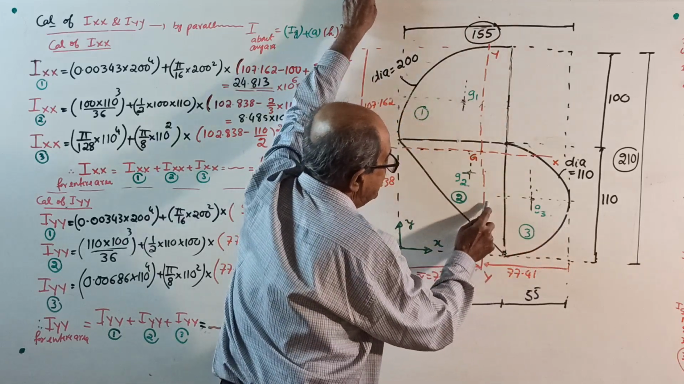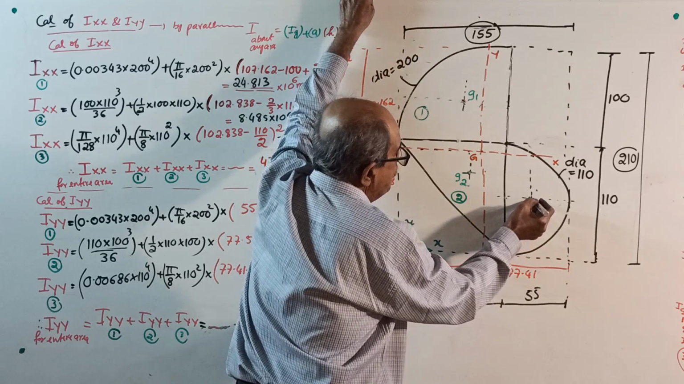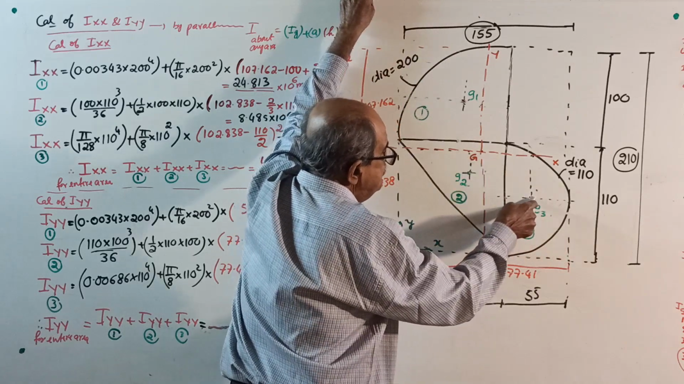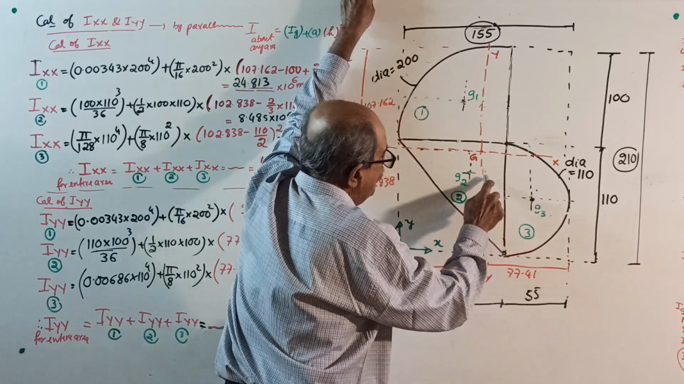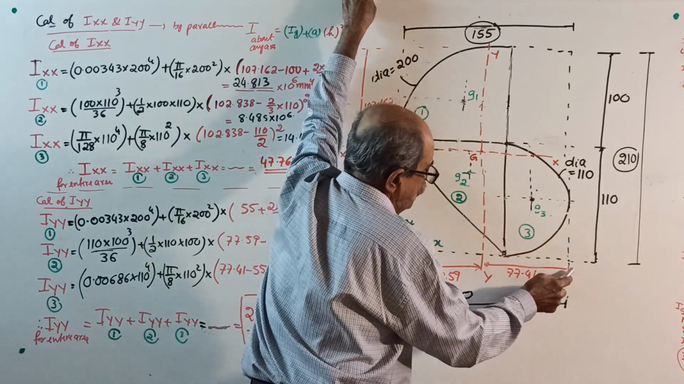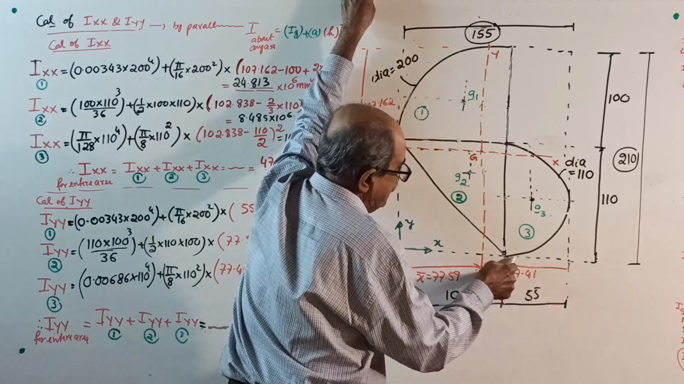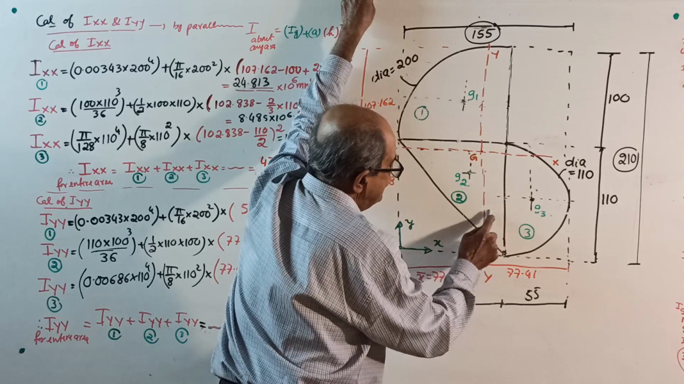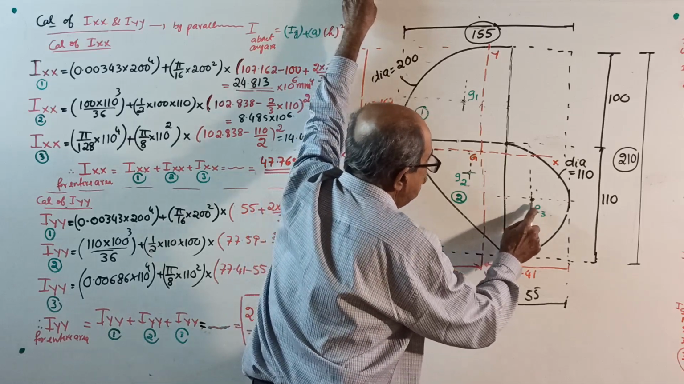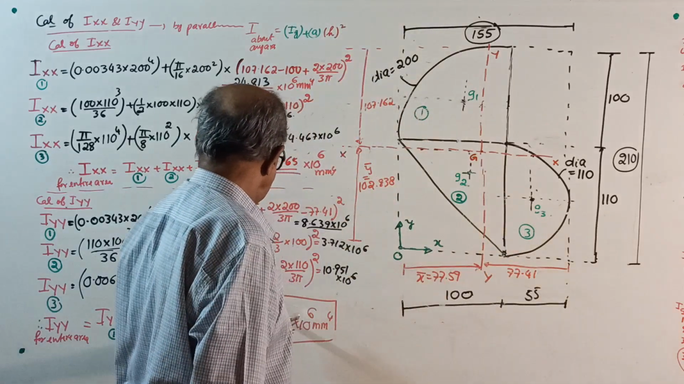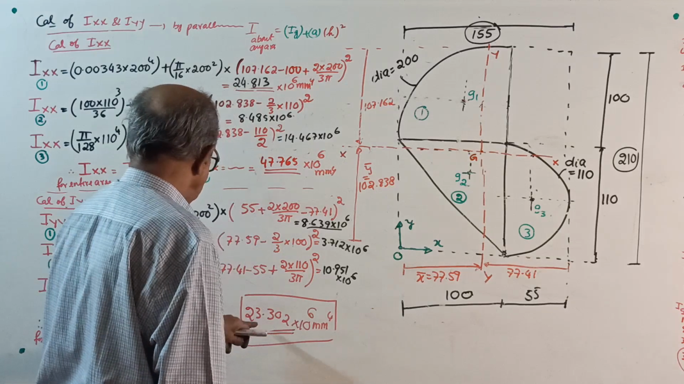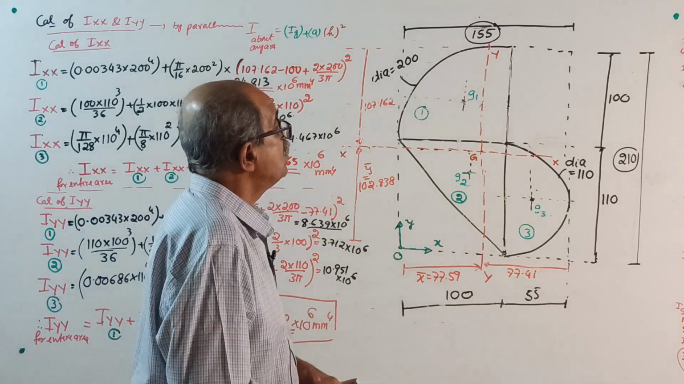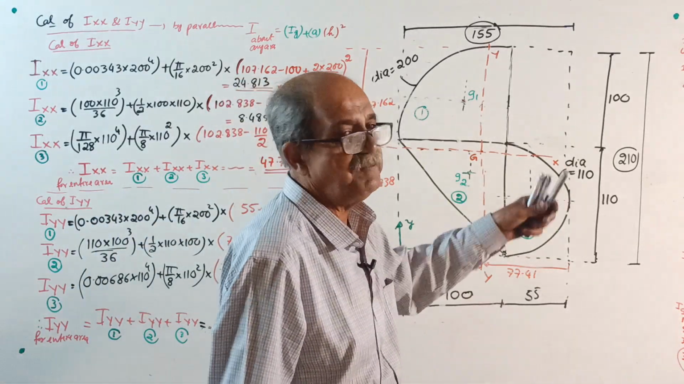You will get this distance. We want the distance from the centroid to here. What you do? First 77.41 subtract 55. You will get this distance. This distance plus (2d by 3π) whole square, (2d by 3) whole square. Answer is there. Add all. You will get 23.302 × 10^6. Yes, I made a note.